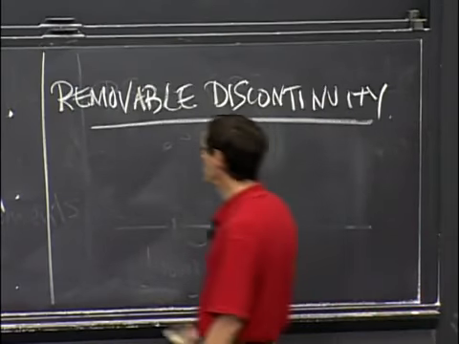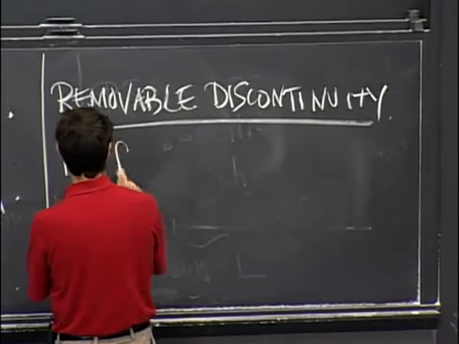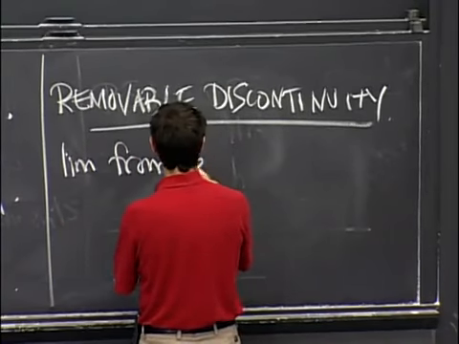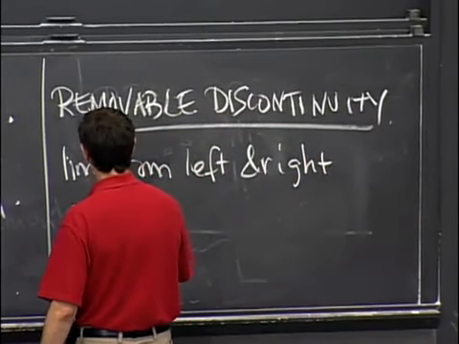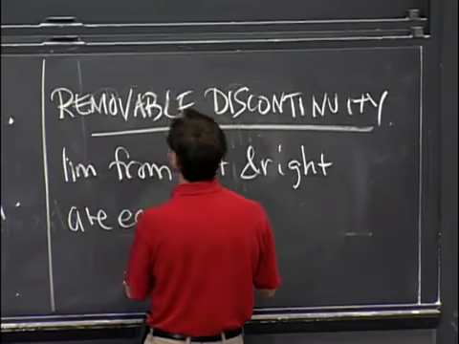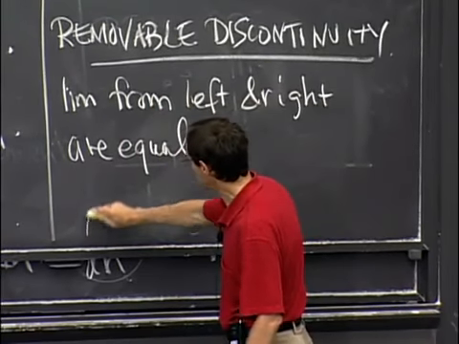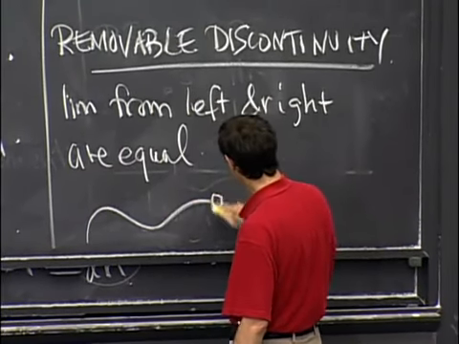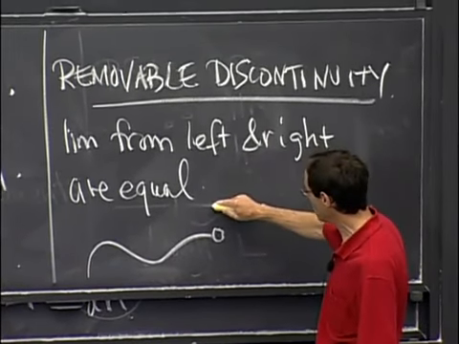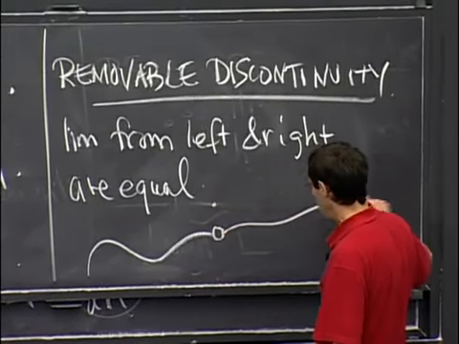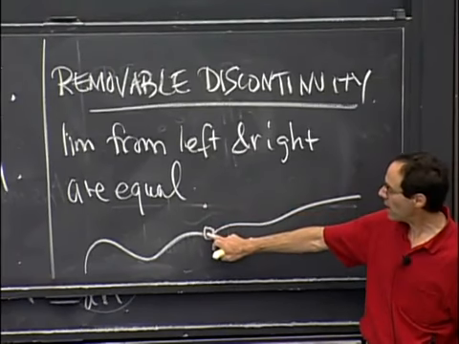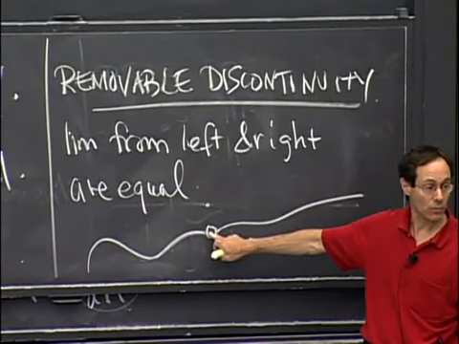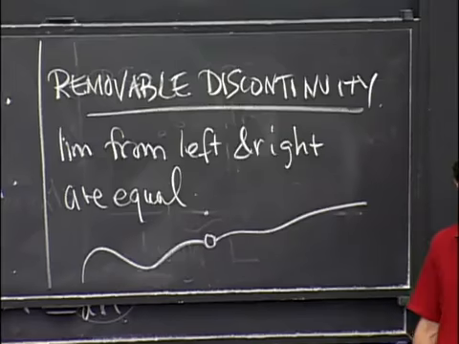And so what this means is that the limit from left and right are equal. So a picture of that would be you have a function which is coming along like this, and there's a hole maybe where, who knows, either the function is undefined or maybe it's defined up here, and then it just continues on. All right, so the two limits are the same. And then, of course, the function is begging to be redefined so that we remove that hole, and that's why it's called a removable discontinuity.